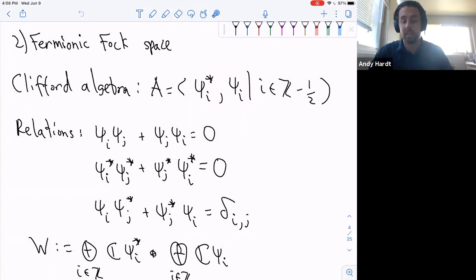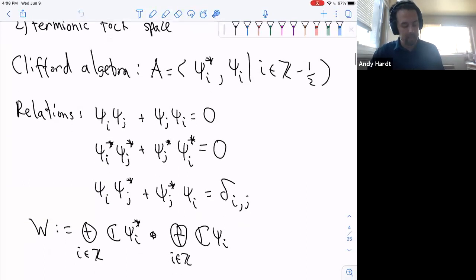And so there are three basic relations, which is that for the most part, they anti-commute. So if we do psi I psi j, that's equal to negative psi j psi I. And that's the same for creation operators. They anti-commute. And for a deletion and a creation operator, they also anti-commute, except in the case where I equals j, and then they don't quite anti-commute.